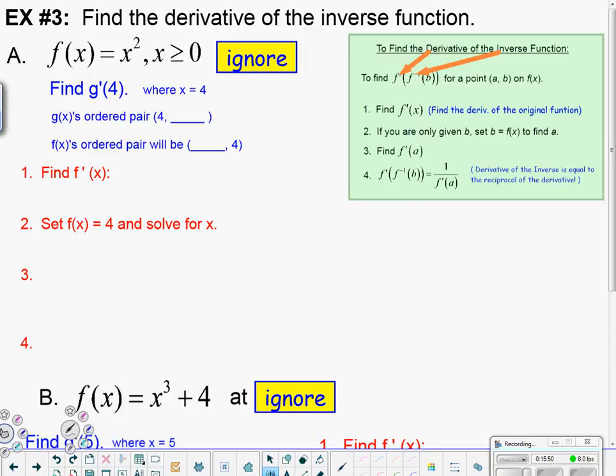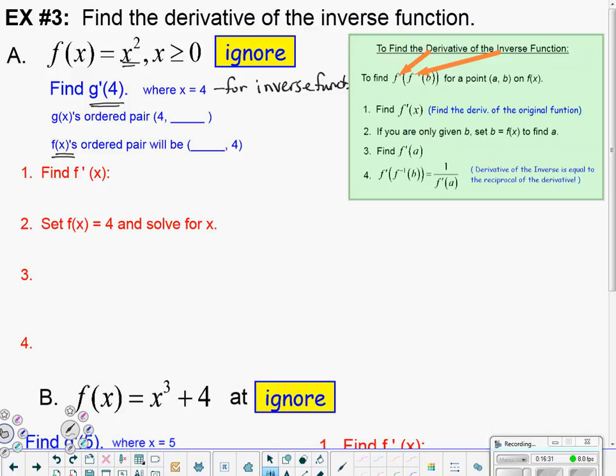Our function is not just a nice parabola. I know on your worksheet or your note sheet, you have this point. Let's pretend we don't even see that. My instructions are going to be to find g prime at 4, where x is 4 for the g function, for the inverse function g of x. That means I have (4, ?), well, I don't know, because I don't really have the inverse function. I didn't solve this out, because we said we were going to try to avoid doing that, although it is a possibility.